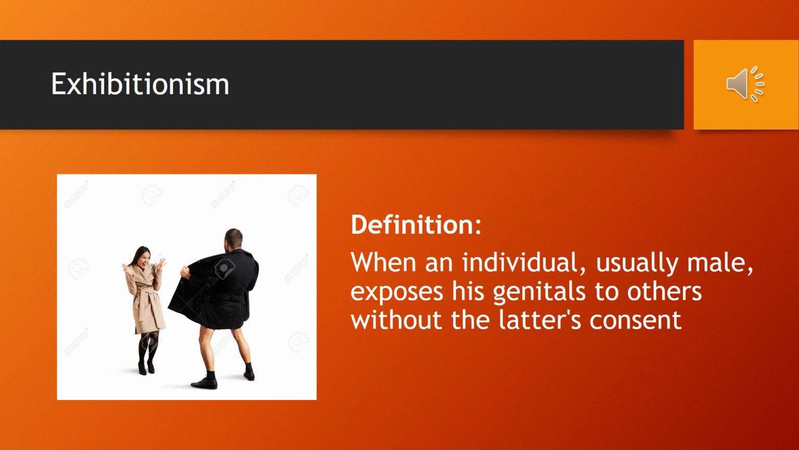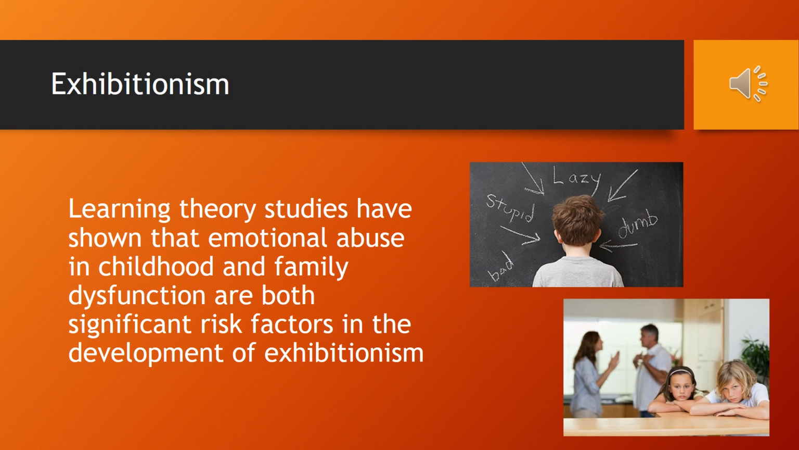The next type of paraphilia is exhibitionism, which is when an individual, usually male, exposes his genitals to others without the latter's consent. Learning theory studies have shown that emotional abuse in childhood and family dysfunction are both significant risk factors in the development of exhibitionism.